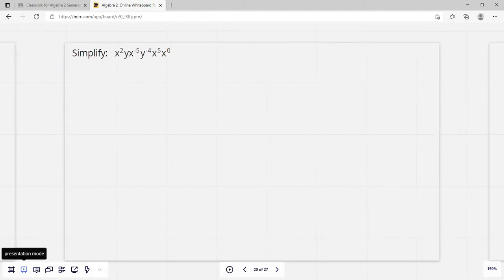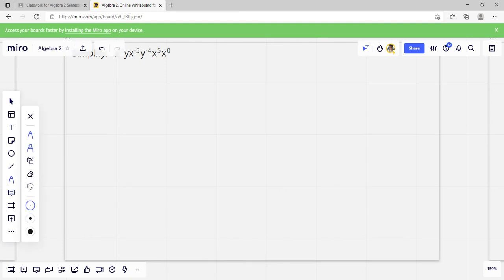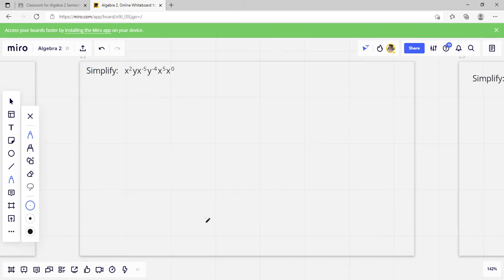Alright, so an example of what your problems are going to look like. Now we can only do this with like bases. So first I'm going to find all of the ones that are the same. So here I have x squared, x to the negative 5, and x to the 5th. I'm going to go ahead and write those out. X squared, x negative 5, x 5. Okay, so I'm just going to add these up. So I've got 2, negative 5, positive 5. That's just going to be negative 5 and positive 5 are 0 plus 2. That means I have x squared.